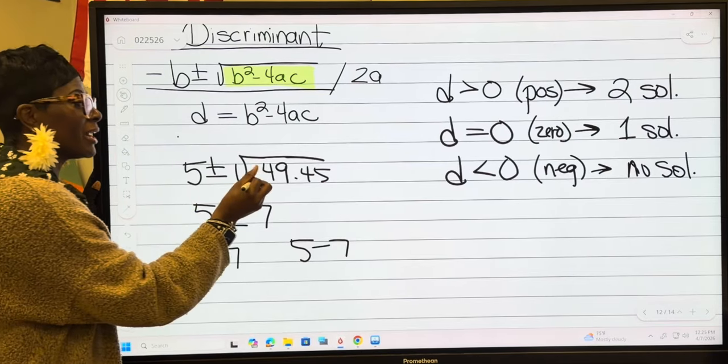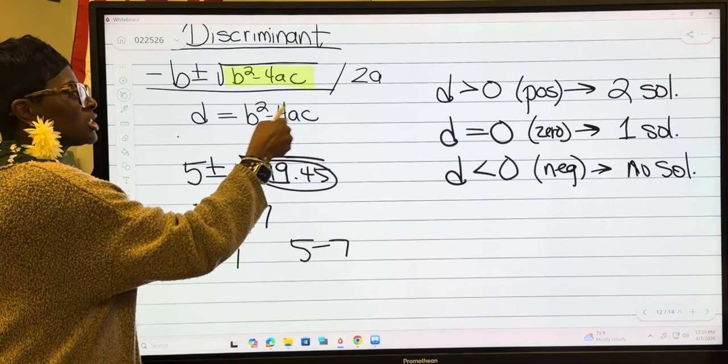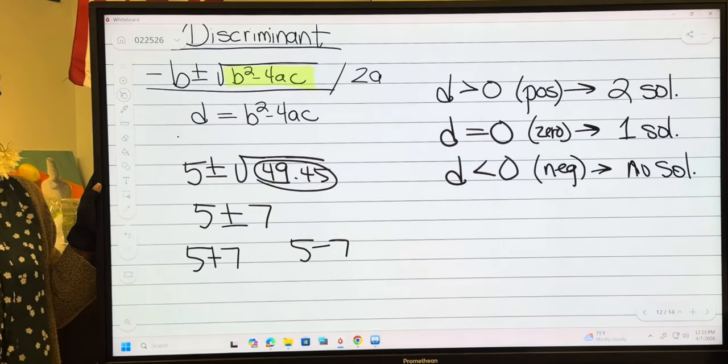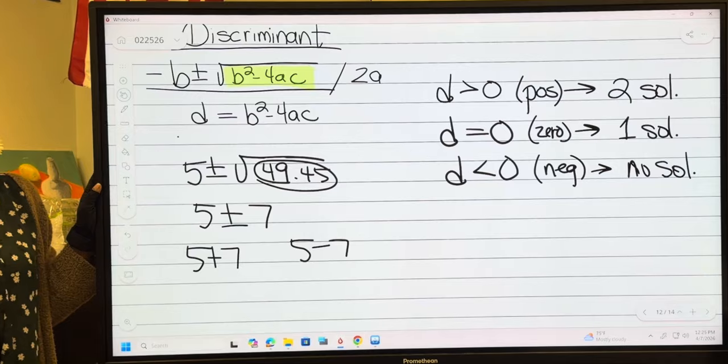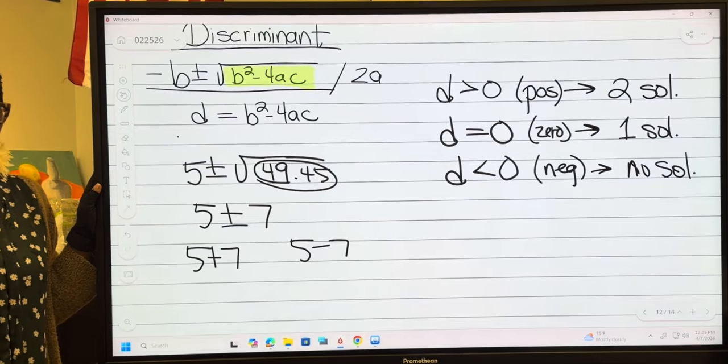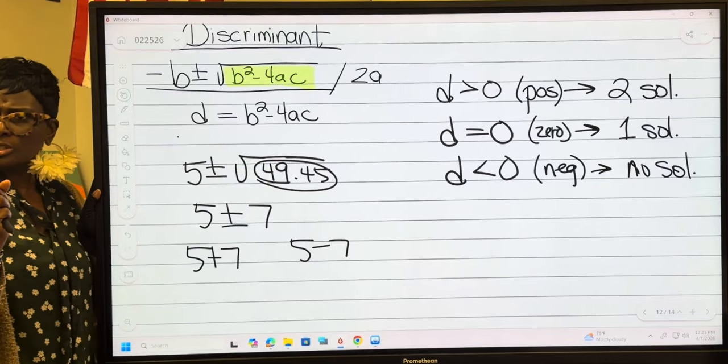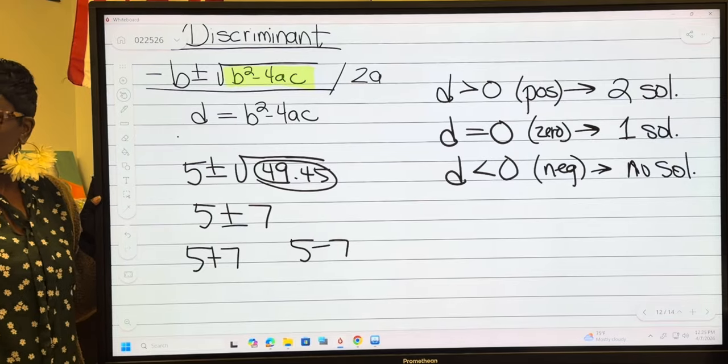So if your discriminant, whatever is in here, is positive, you're going to have how many solutions? 2. Y'all don't sound sure. How many solutions are you going to have if you got a number in here that's positive? 2 solutions. Are y'all with me? Does that make sense? Let's just do it for fun.